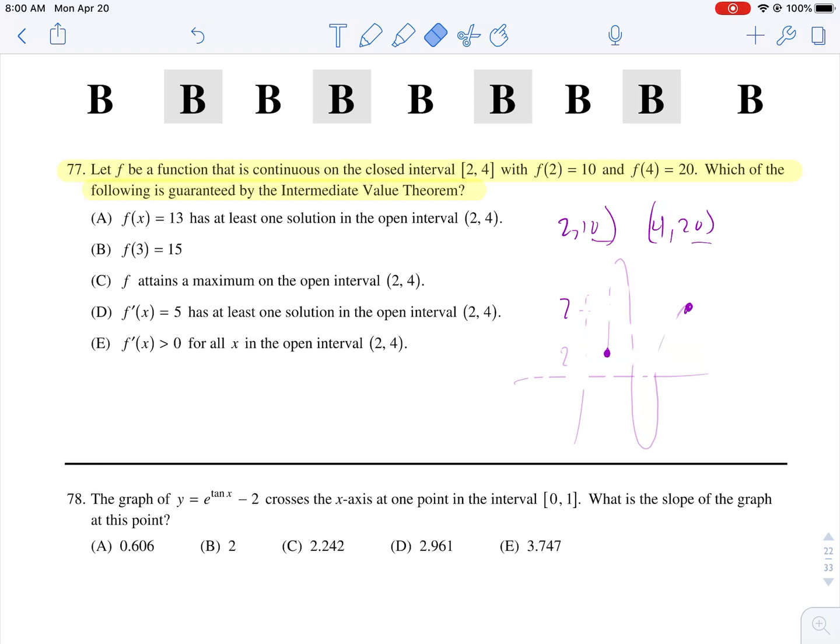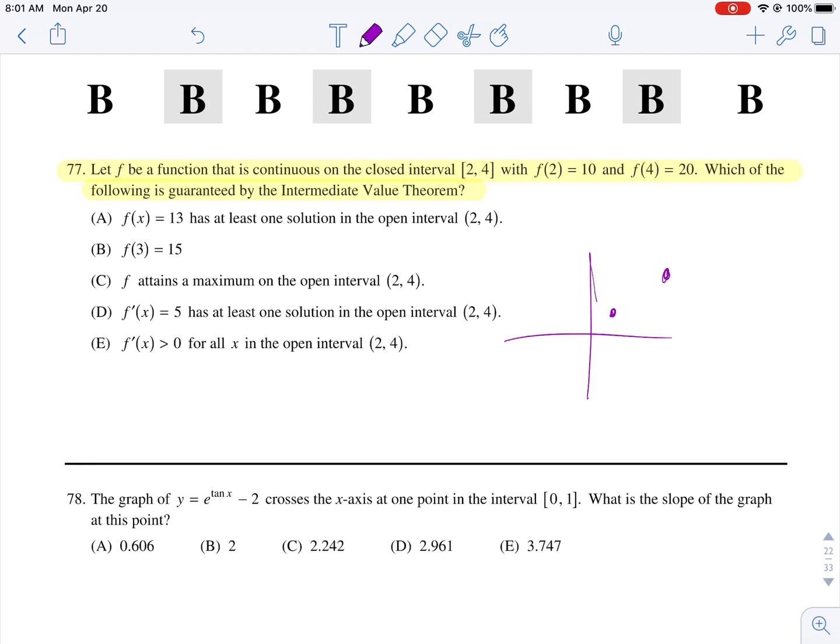f attains a maximum on the open interval, so that's not necessarily true. What if f just does this? What if it's just increasing the whole time, but it's an open interval? So remember, at endpoints of an open interval, there's no max or min there.